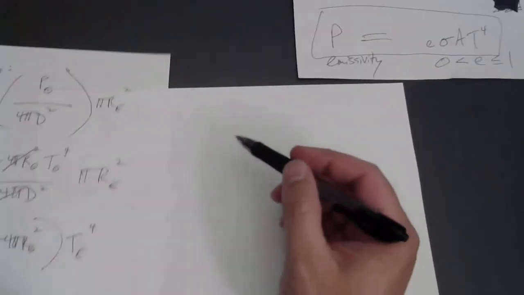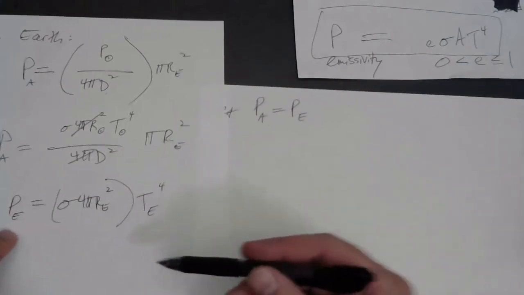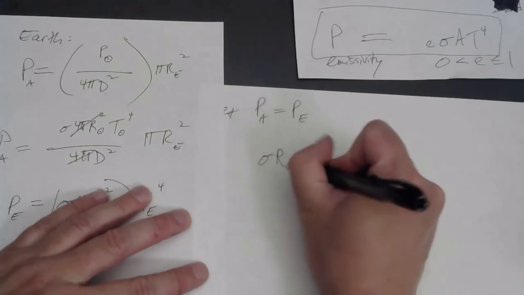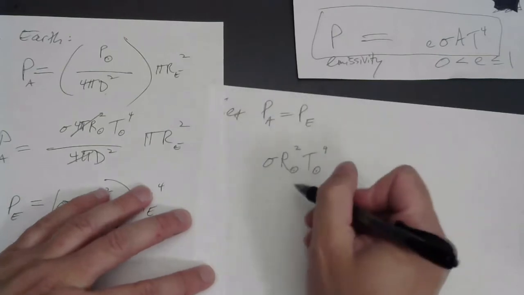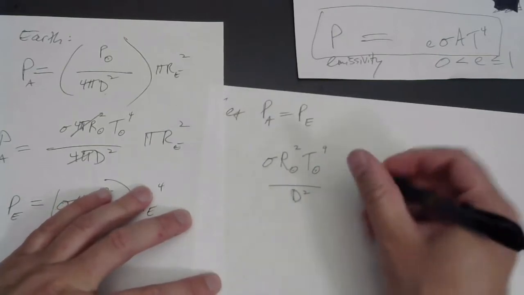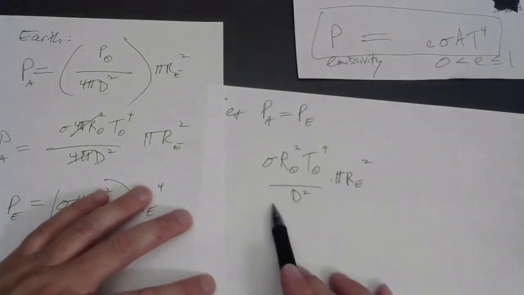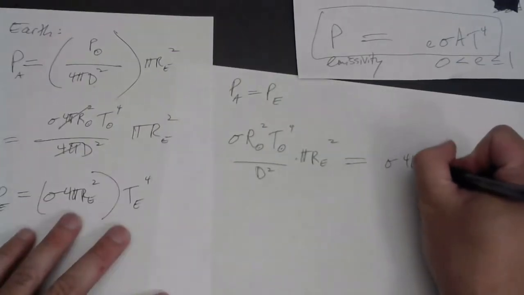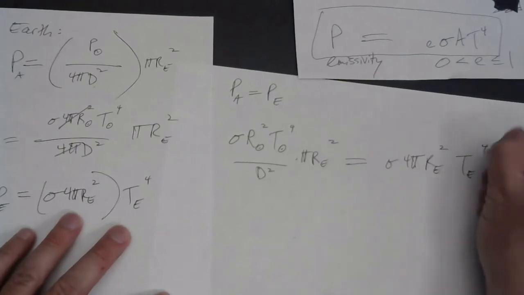Okay, what's left in here? We've still got the sigma, the radius of the sun squared, temperature of the sun to the 4th power over D squared, and we still have a pi here, pi radius of the Earth squared. Okay, this is what I get by crossing everything out that I can here, and that must equal what's coming off of the Earth, 4 pi radius of the Earth squared, temperature of the Earth to the 4th power.